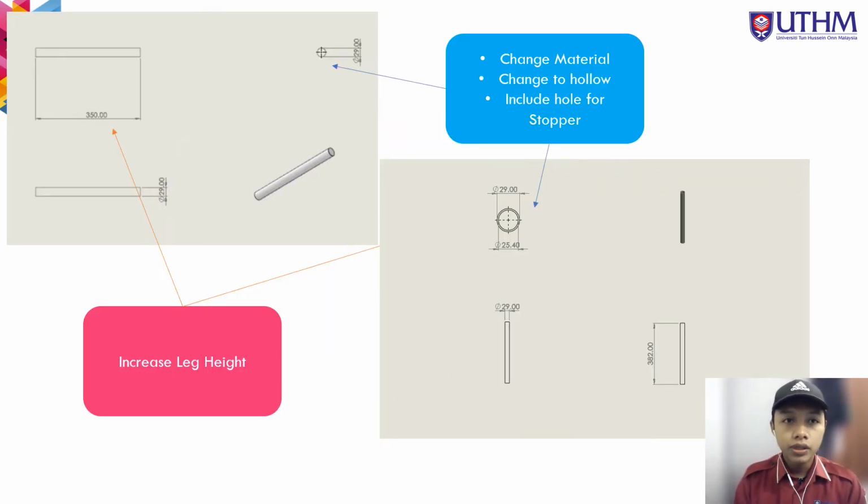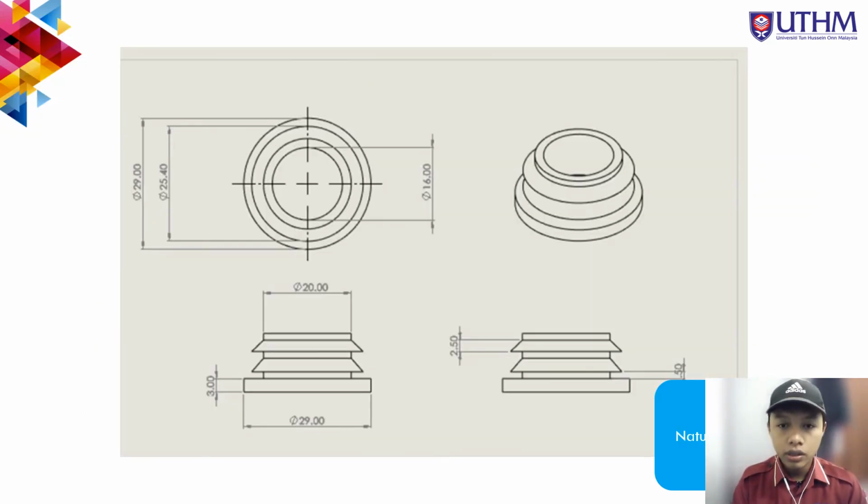This is the comparison for the leg part of the improved study chair. Initially, the plastic chair had a solid structure, as you can see on the left side. So to improve this, we had changed the structure to hollow alloy steel and increased the height of the leg, so it is more suitable for adult consumers, and also makes way for the rubber stopper. This is the design of the mentioned rubber stopper, which is made from natural rubber.